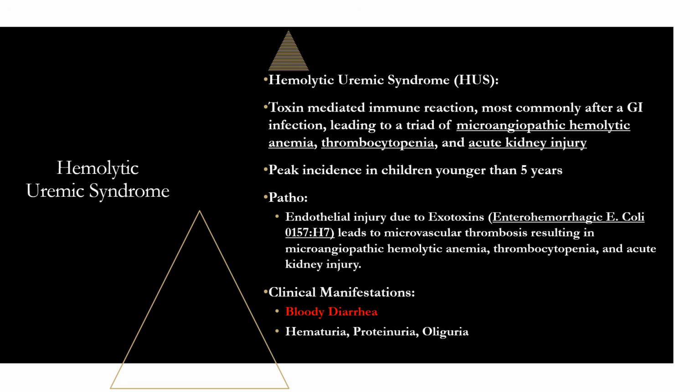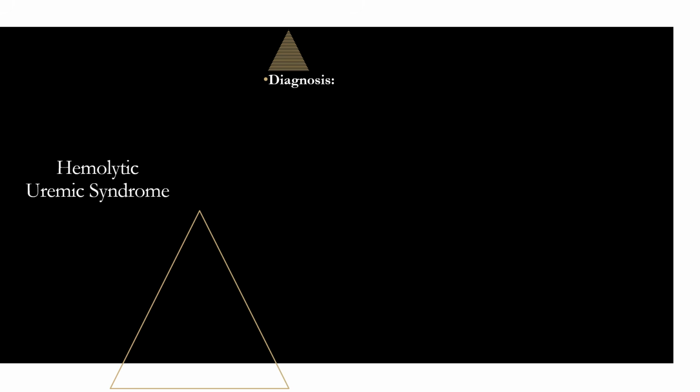And then some sort of renal manifestations. The level of severity can vary all the way up to an AKI requiring dialysis, acute kidney injury. But just remember, some sort of renal manifestation will likely be listed in the vignette: hematuria, proteinuria, oliguria, something going on with the kidneys. So remember, diarrhea and then some kind of renal manifestation you're going to see in the clinical manifestations.